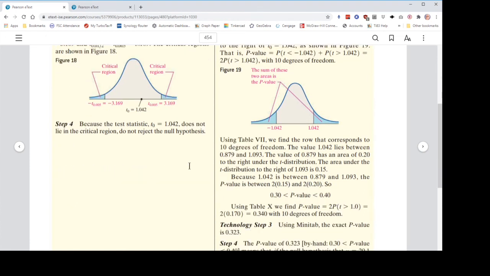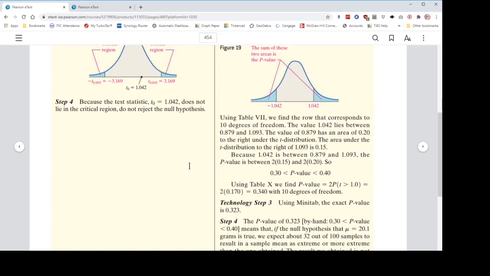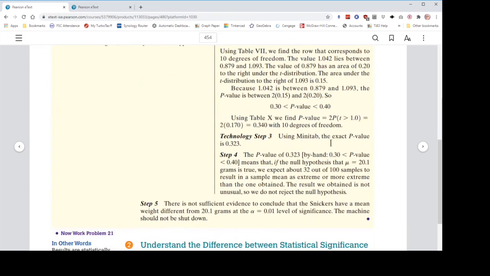If you go for your p-value, the calculator, or this textbook is using Minitab, the calculator is going to come up with a p-value of 0.323. Remember, our alpha value is 0.05. So in this case, the p-value is greater than the alpha value. That means that the probability of making a type 1 error is higher than we're allowing for based on our data. So that is our criteria for not rejecting the null hypothesis.